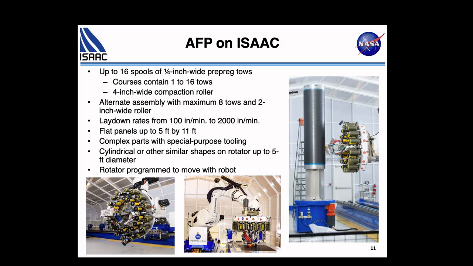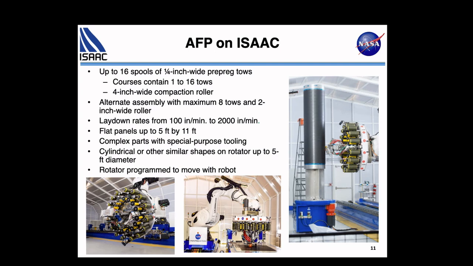So the Isaac head that you see here has 16 spools of material at most. This is a spool that would go on Isaac. Each individual tow that you see here is 1/4 of an inch wide. We can put 16 of these on the head at one time, and so we can place a 4-inch wide swath of material at once. We can place a smaller number, and everything is programmed so the robot knows when to start placing a tow and when to stop placing that tow.